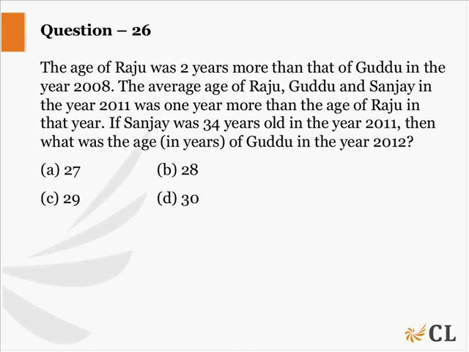This was an easy question, 26th, I guess. The age of Raj Kapoor, then age of Guddu in 2008, that means straight away I can say R is equal to G plus 2. Secondly, says Raju, Guddu and Sanjay's average age is equal to 1 year more than Raju in that year. So that gives you R plus G plus S upon 3, which is the average, will be equal to R plus 1.